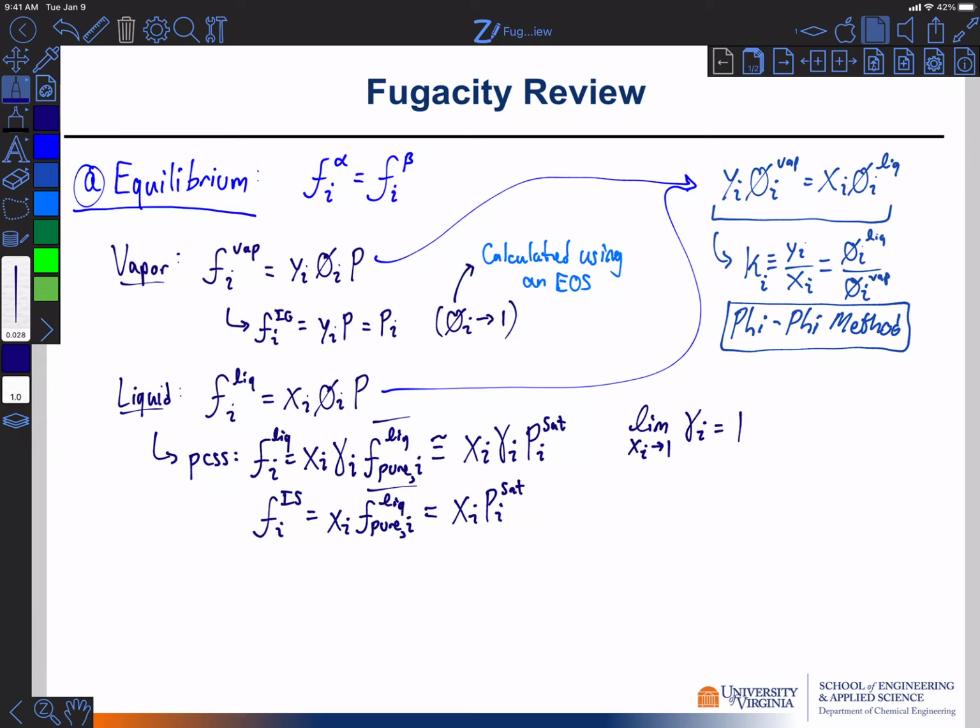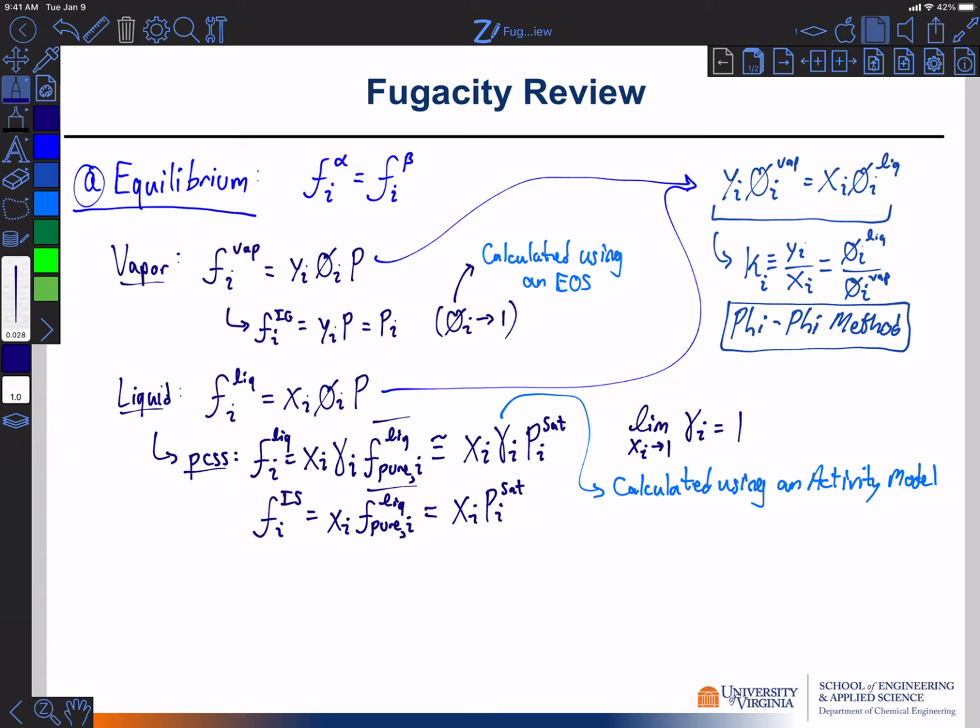Remember that the activity coefficient here is going to be calculated using an activity model. And we've seen some examples of activity models out there. We've used a few of them on the homework. We've used some of them in Aspen, right? We use activity models to calculate activity coefficients, which is different from equations of state, which are used to calculate fugacity coefficients.